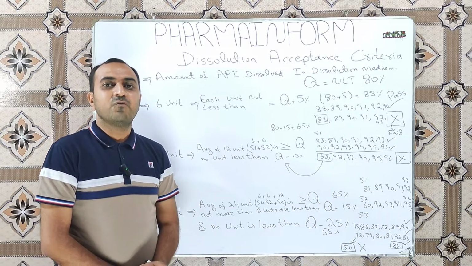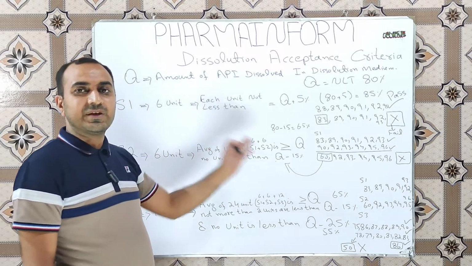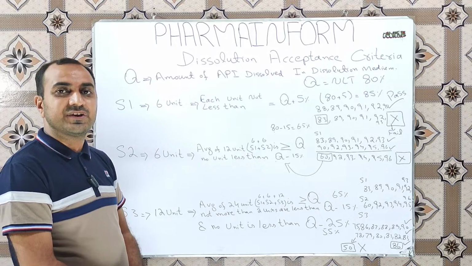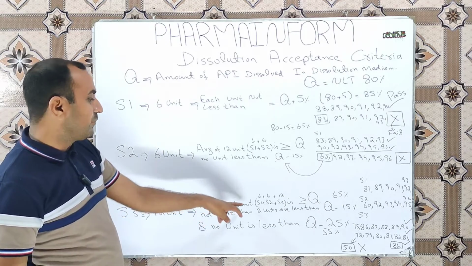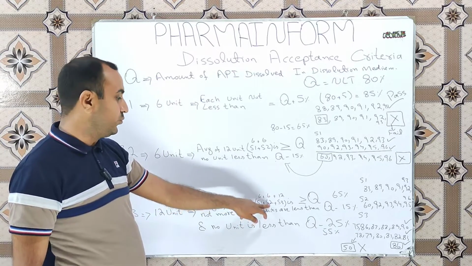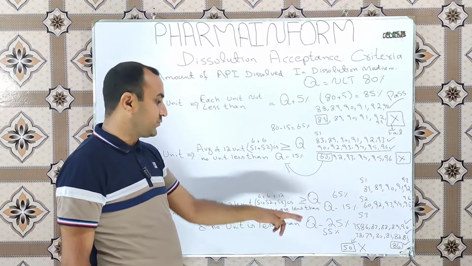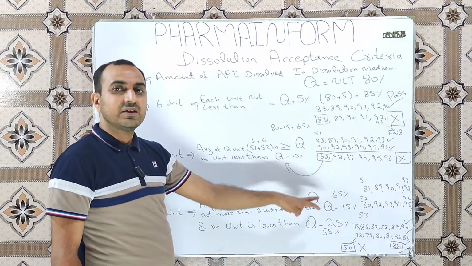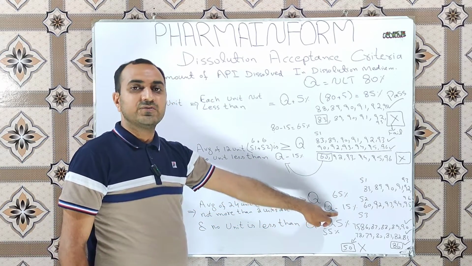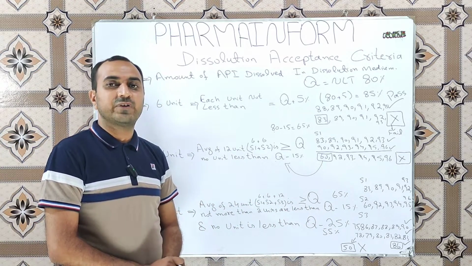In the S3 stage, we will take a further 12 tablets and perform their dissolution. What is the acceptance criteria as per USP for the S3 stage? The acceptance criteria of the S3 stage as per USP is that the average of 24 units, meaning 6 tablets of S1, 6 tablets of S2 and 12 units of S3, should be equal to or greater than Q, and not more than 2 units are less than Q minus 15%, and no unit is less than Q minus 25%.